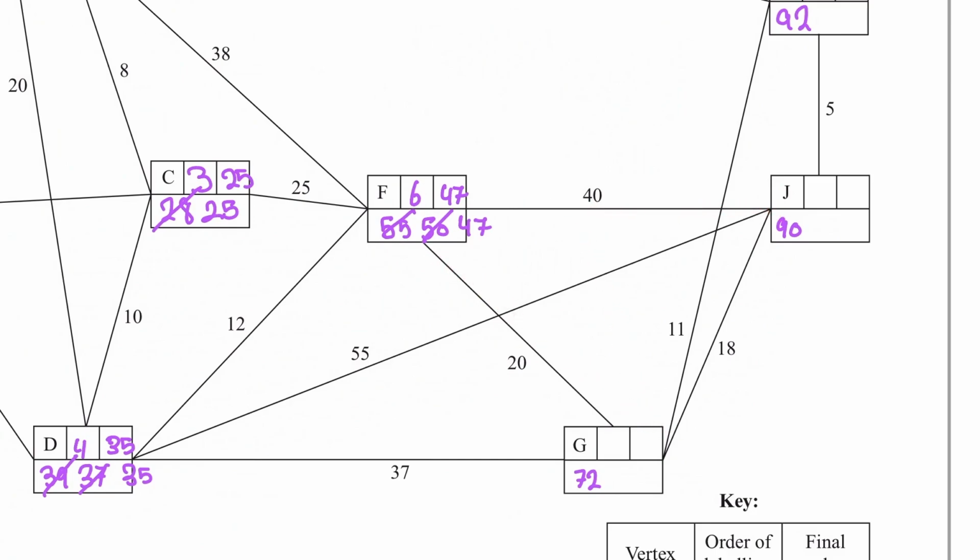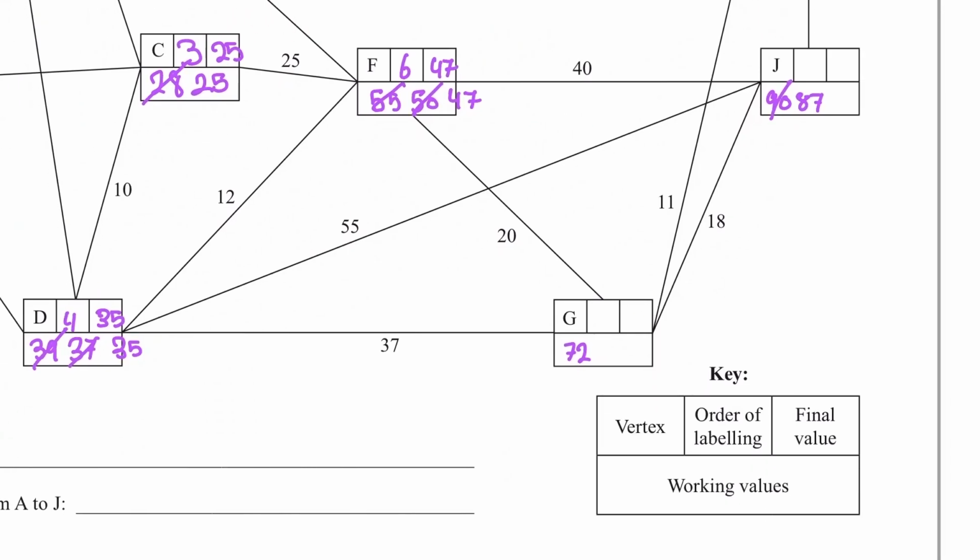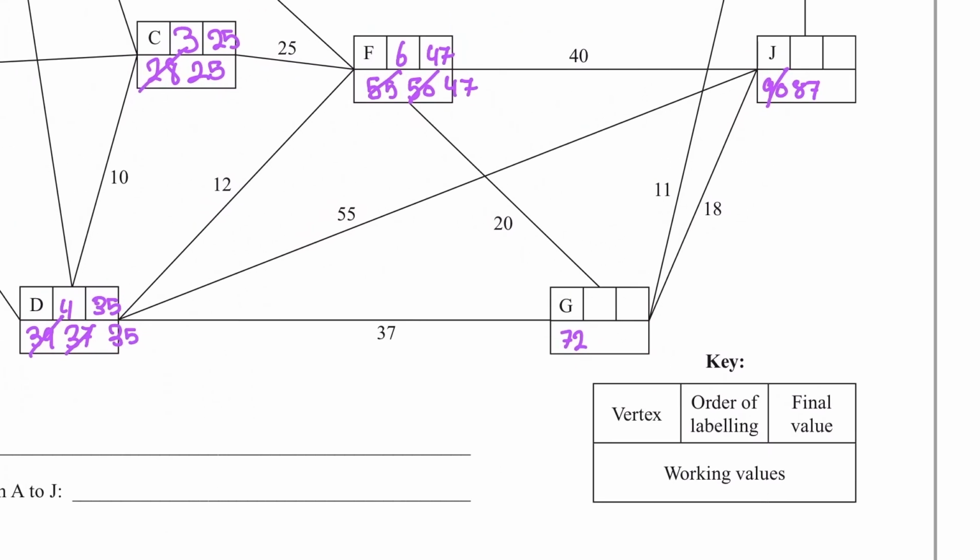47 plus 40 is going to be 87. 87 is smaller than 90, so we can cross out 90. And then we got 47 plus 20, which is going to be 67. Now 67 is smaller than 72, so we can cross that out.